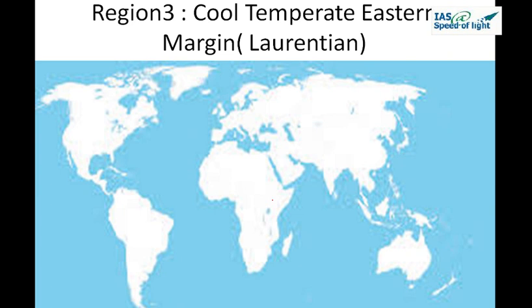Now moving to the third region, which is the cool temperate eastern margin. Starting from the western margin, it was the British type of climate. Now moving to the eastern margin, which we also call the Saint Laurence climate. So this is found only in two parts of the world. The first one is China, including Korea and northern Japan, and the northeastern part of the United States.